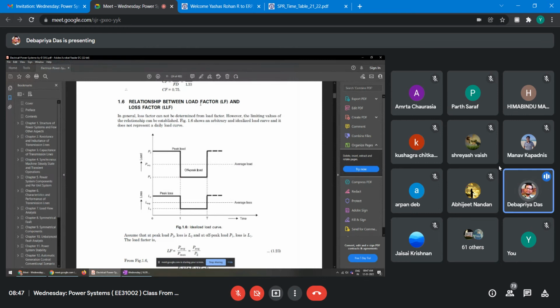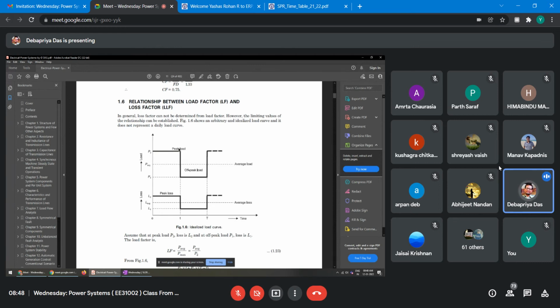So how to relate the load factor and the loss factor? Suppose for a peak load, say peak load P2, this is the peak load P2. This is occurring for time 0 to t. Total time duration is capital T, but the peak load P2 is occurring from time 0 to t, and the off-peak load is P1, and that is occurring from small t to capital T. That duration is capital T minus small t.